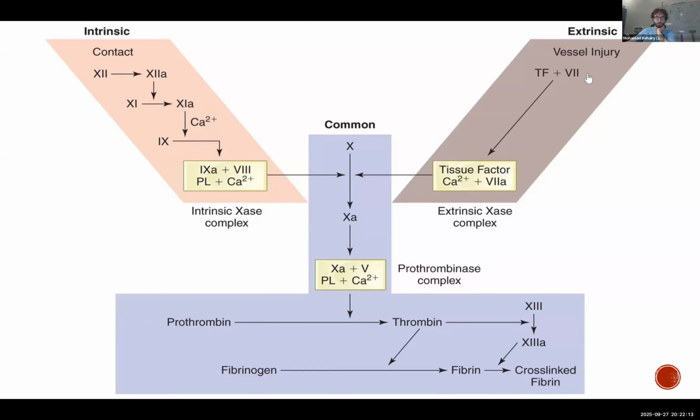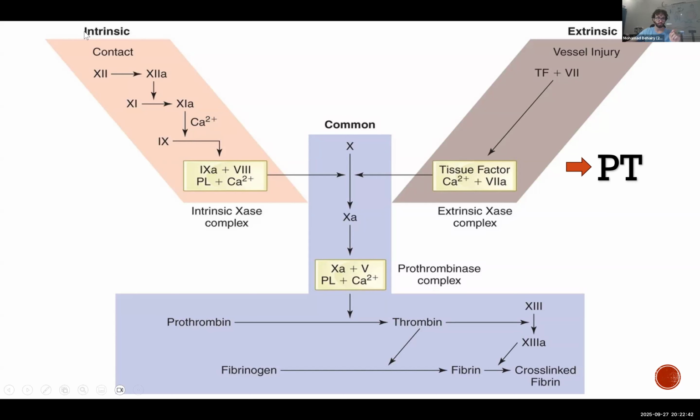It will combine with factor 7. This is the extrinsic pathway. What do these two factors do? They will initiate the common pathway, which starts with factor 10. Of course, how do we measure the extrinsic pathway? By measuring the prothrombin time. Keep this for now as a memorization type of thing. I will explain it in detail, but just keep it in the back of your minds for now.